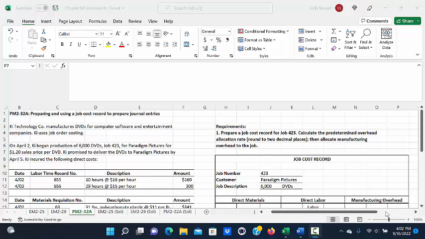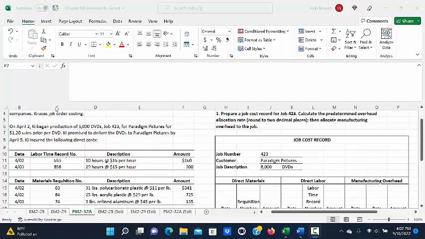This is a demonstration of problem M232A, preparing and using a job cost record to prepare journal entries. The problem tells us that Kai Technology manufactures DVDs for computer software and entertainment companies. Kai uses job order costing.